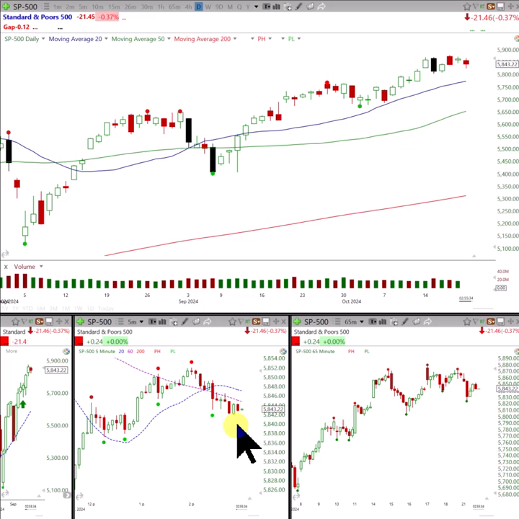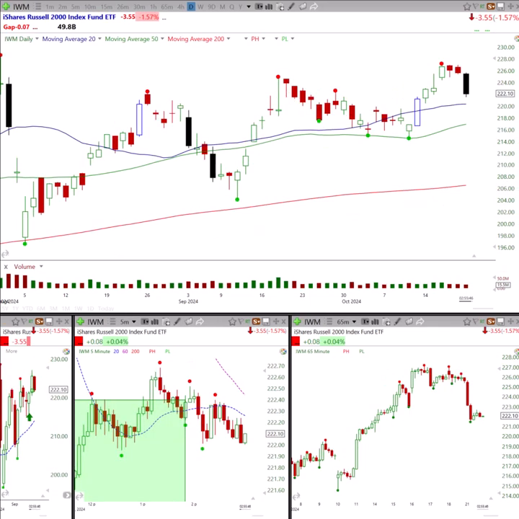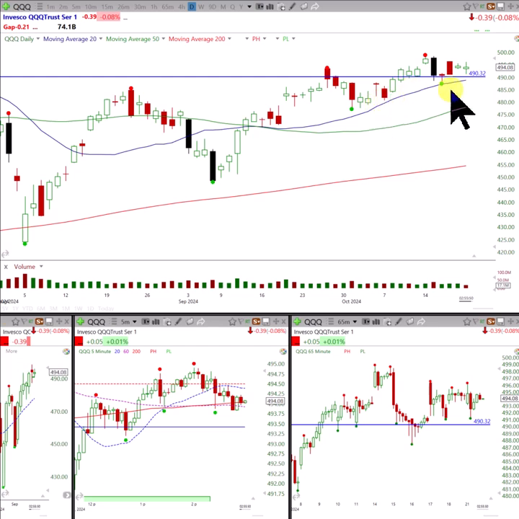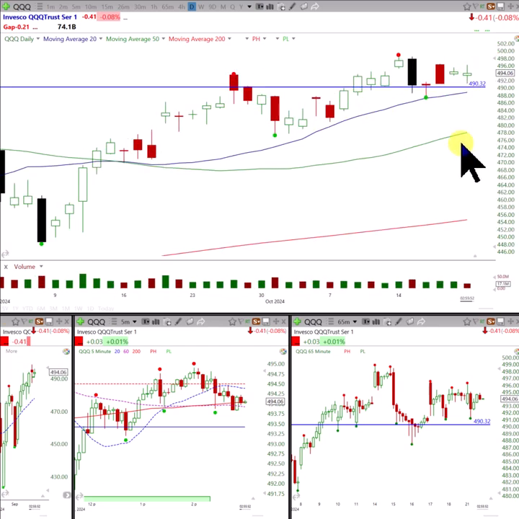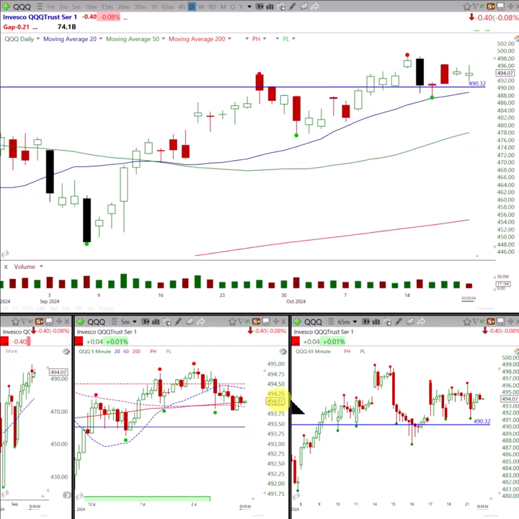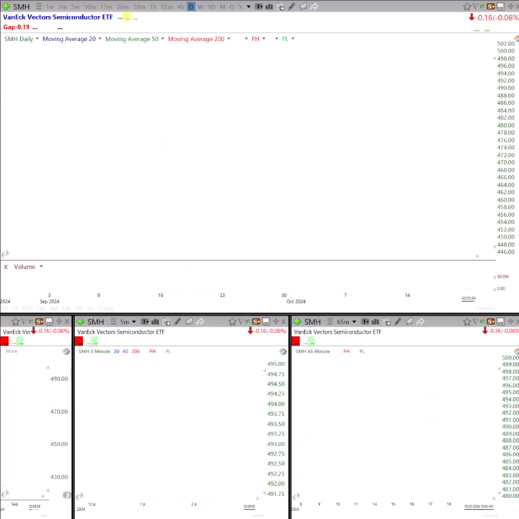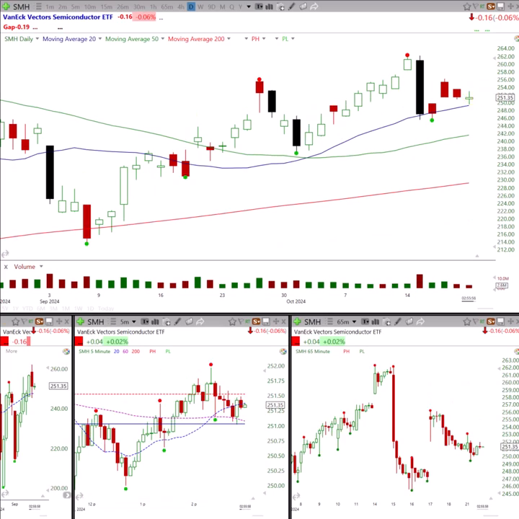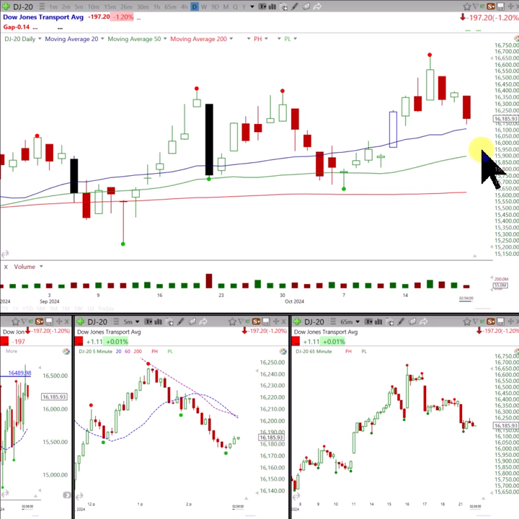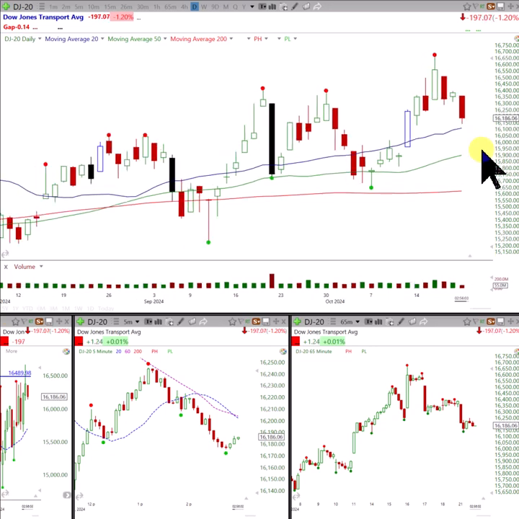Some of us are short. I'm short the leveraged S&P here based on that topping tail in between the moving averages, hoping it will continue to drop here. Other markets are the same. IWM is the weakest, still in an uptrend. Qs still in an uptrend. Relative strength, it's above the open, but that might roll over. Semiconductors, neutral, and transports showing some relative weakness.